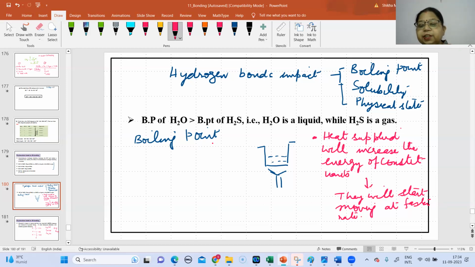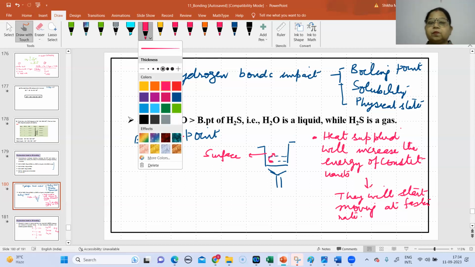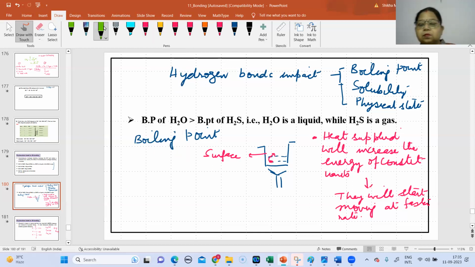Some of the particles which were initially at the bottom will move towards the surface, right? And as a result, when they reach the surface, they will start exerting pressure on the inner molecules. These particles which have reached the surface will start exerting pressure on the inner particles. At the same time, the container is always somewhat empty. Even if you fill it to the brim, there will always be atmosphere around it. That means some particles of water, or any liquid, will be present in the atmosphere, right?